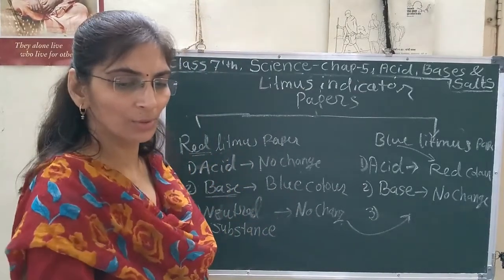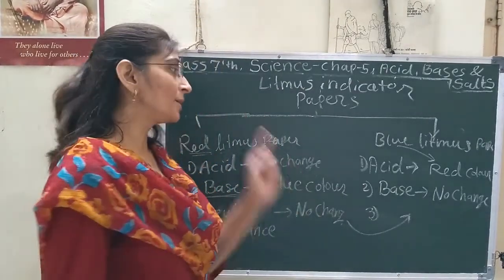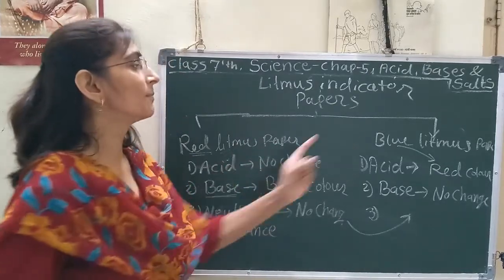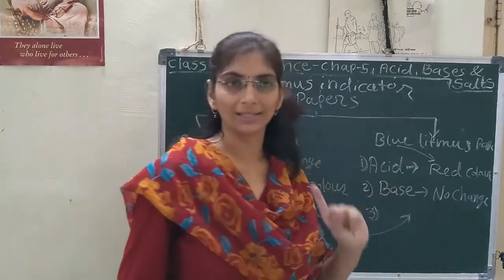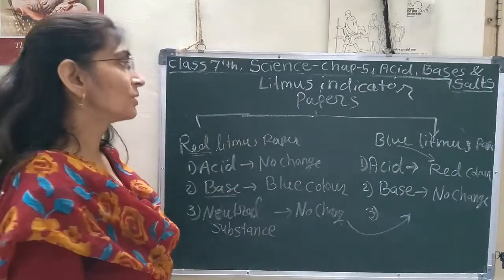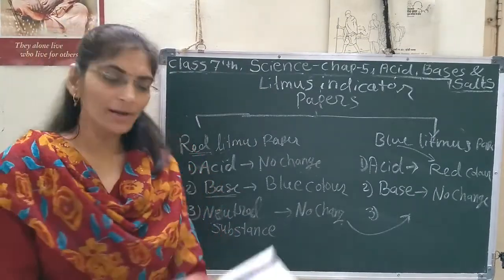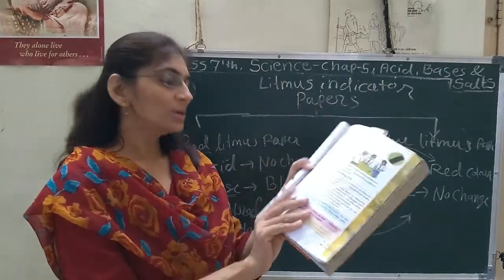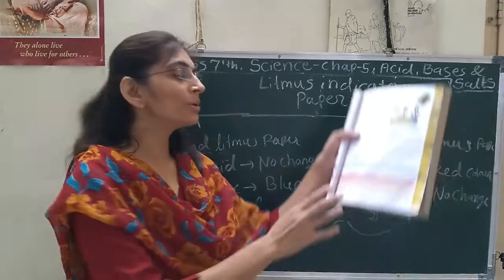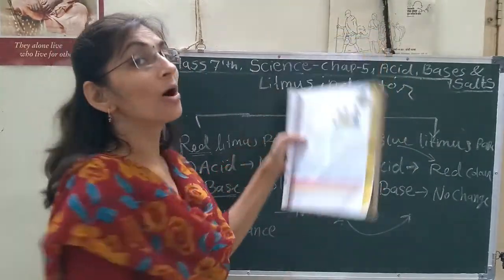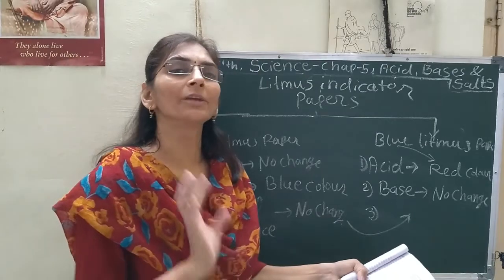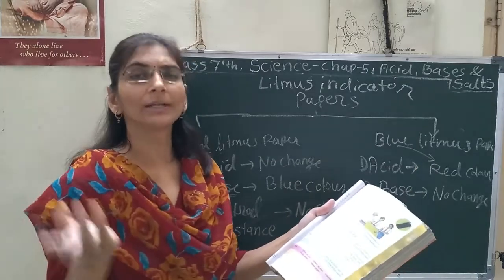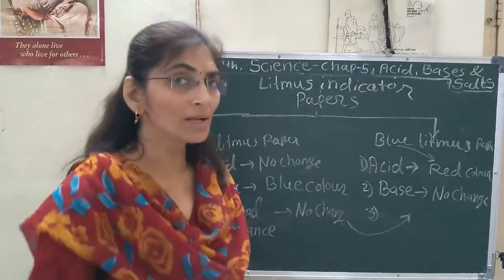So through this activity, we came to know that red litmus paper will show a reaction with a base, and blue litmus paper will show a reaction with an acid. Got it? Okay. So here one table is given, table number 5.2. In that table, you have to write down the data from your observation. And what do we have to observe? There are many substances mentioned in your textbook, and you have to take those substances. These are present in your home also.